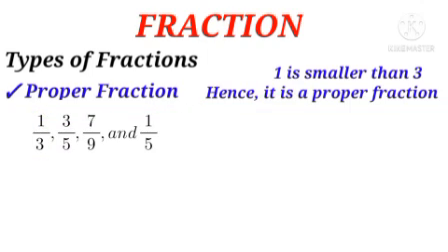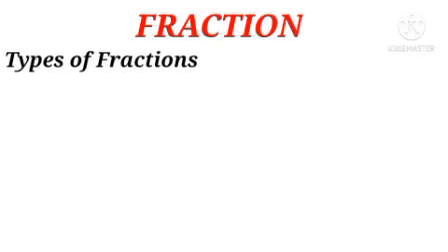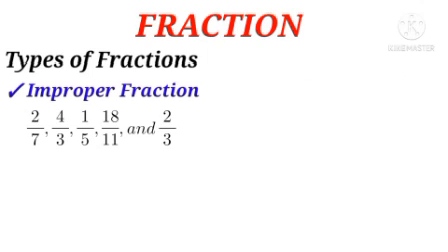That's the proper fraction. But now let's study these fractions: 2/7, 4/3, 1/5, 18/11, and 2/3. You would know that 2/7 is a proper fraction. Why? Because 2 is smaller than 7. And if you look at 4/3, I don't think this is a proper fraction. 4 is greater than 3, so that's not a proper fraction. 1/5, 1 is smaller than 5, so it is a proper fraction.